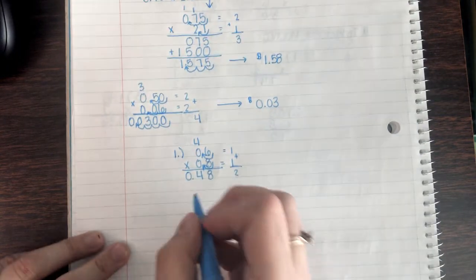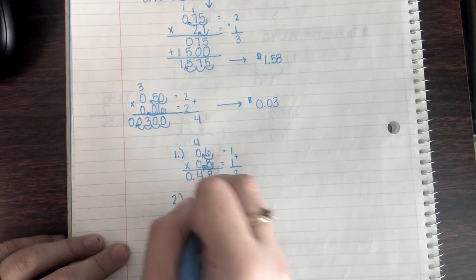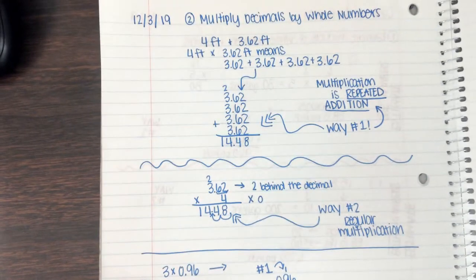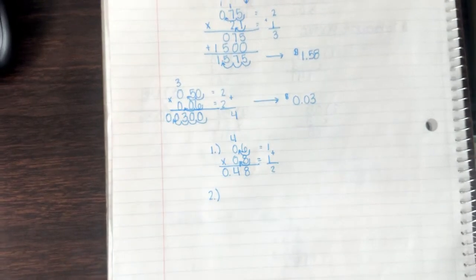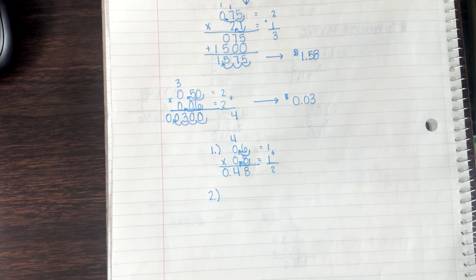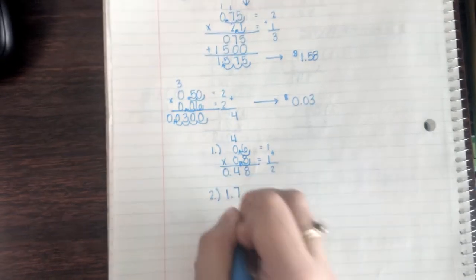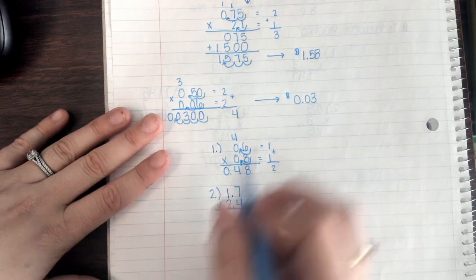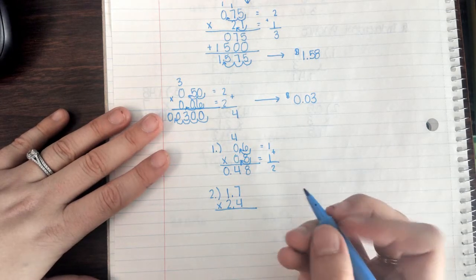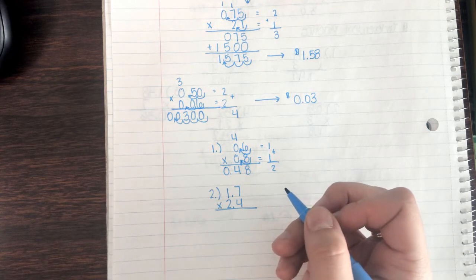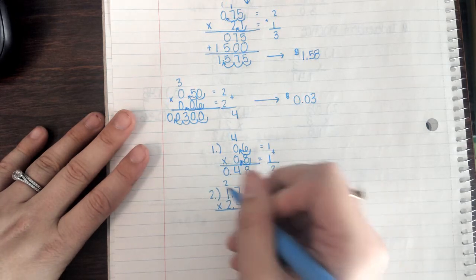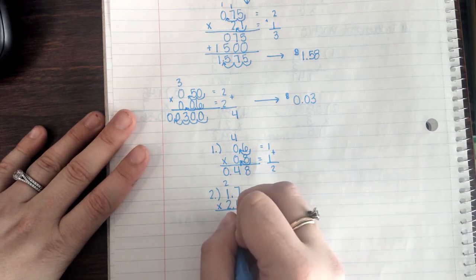All right, next one. Like I said, this is pretty much what we did yesterday with our multiplying by whole numbers. We just have 2 decimals this time instead of just 1. Okay? All right. Let's do 1.7 times 2.4. Again, it will not always work out that the decimals are lined up, but sometimes it does. All right. 7 times 4 is going to give me 28. 4 times 1 is going to give me 4, plus 2 is going to give me 6.